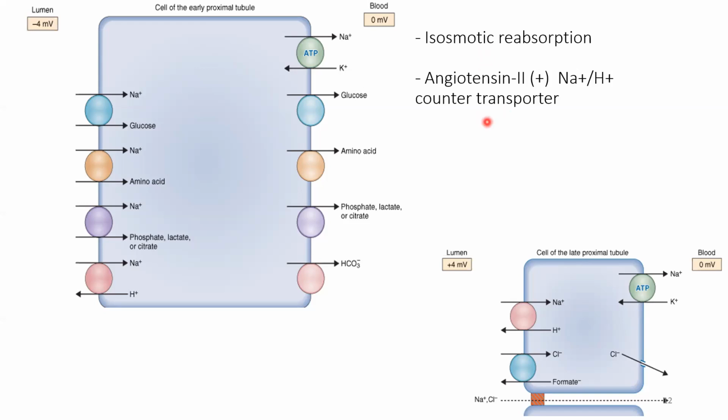Another important point to remember is angiotensin 2. We have not done this particular function of angiotensin 2, but right here at this point, we need to mention that this counter transporter, which is very crucial for the acid base topic, gets stimulated by angiotensin 2. Its broader application will come when we discuss acid base.